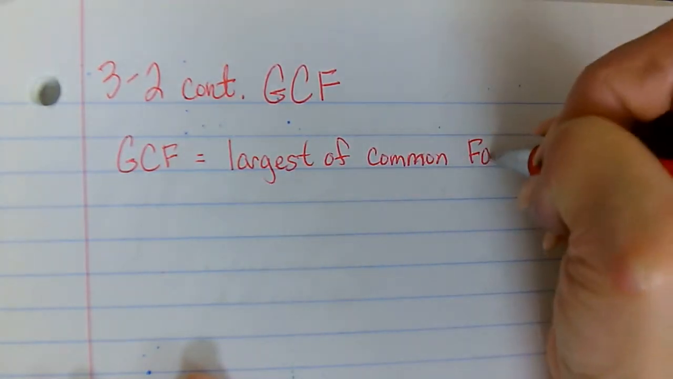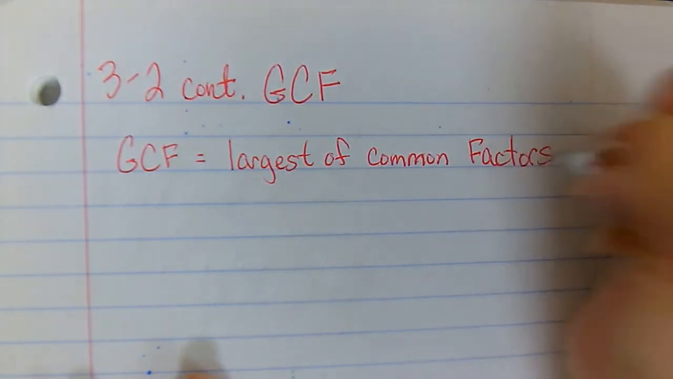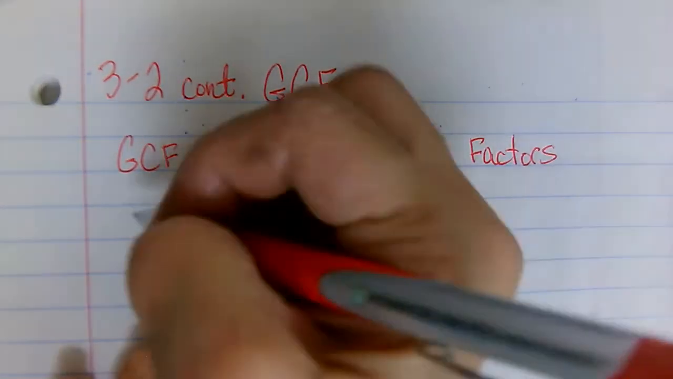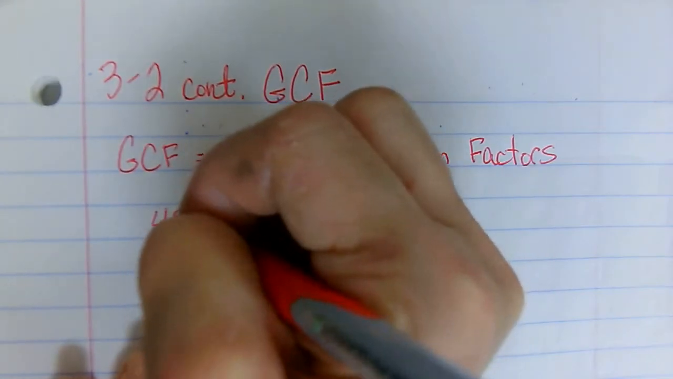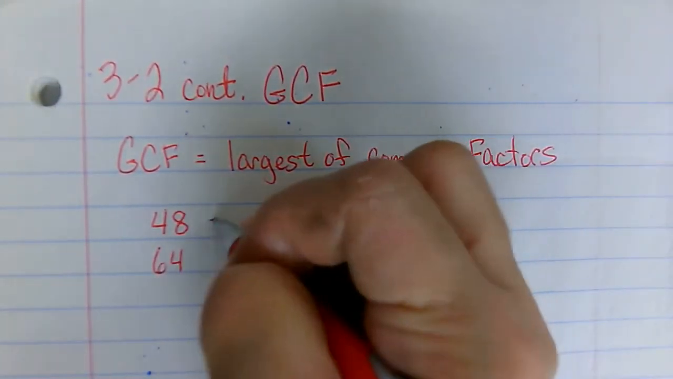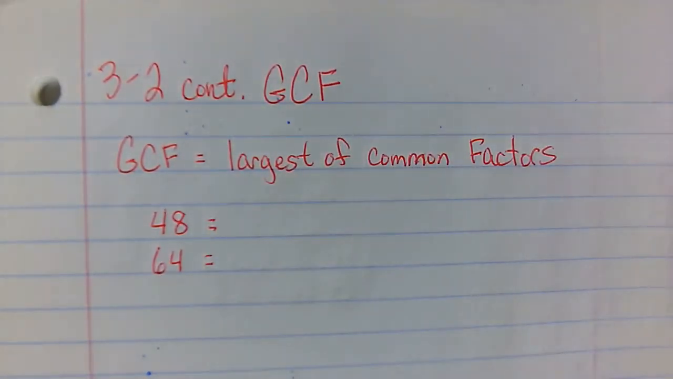Now, there's a lot of ways you can do this, guys. There really, really is. But I would like to demonstrate the easiest way, okay? We're going to go with the numbers we did on the first page, 48 and 64. Now, I'm going to put 48 here, and I'm going to put 64 here. Let's put a little equal sign after it, okay?